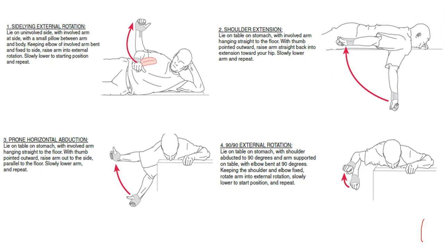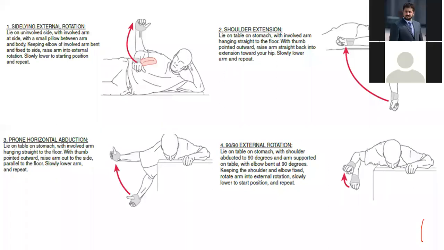For the side lying external rotation, the patient will lie on the uninvolved side with the involved arm on top, with a small pillow between the arm and body, keeping the involved elbow bent and fixed to the side. Raise the arm into external rotation, slowly lower to the starting position, and repeat this activity. It should be kept in mind that a towel or any roll should be present between the body and the elbow just to allow that external rotation of the arm.